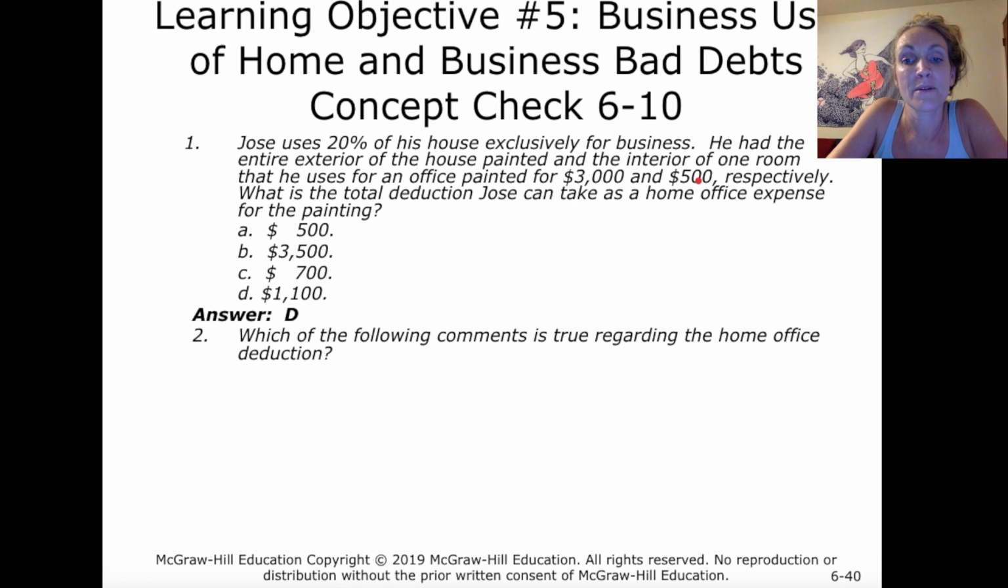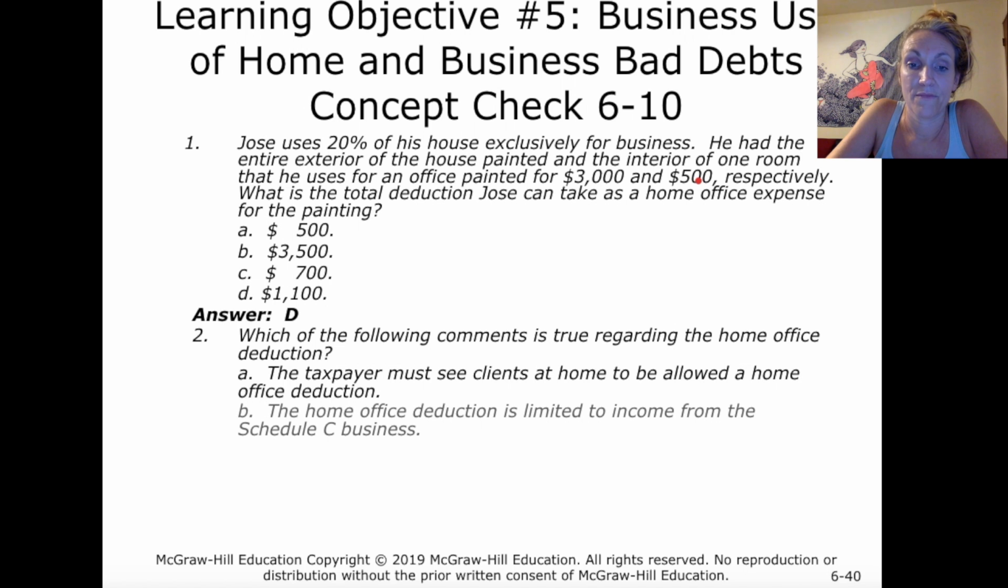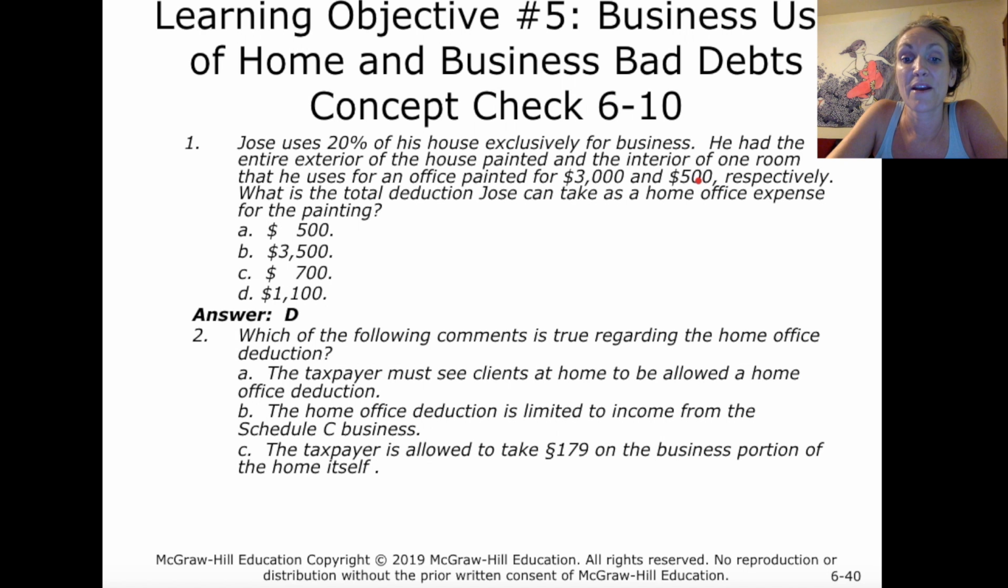Which of the following comments is true regarding the home office deduction? Taxpayer must see clients at home to be allowed a home office deduction. No. The home office deduction is limited to income from the Schedule C business. Yes. Taxpayer is allowed to take Section 179 on the business portion of the home itself. No.